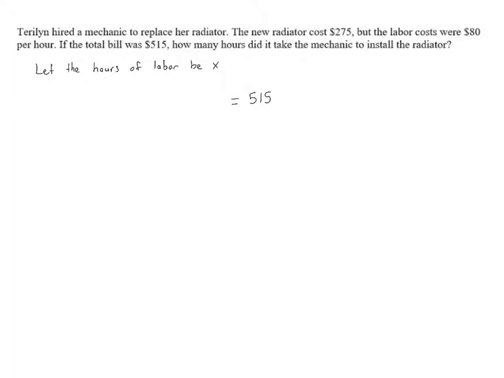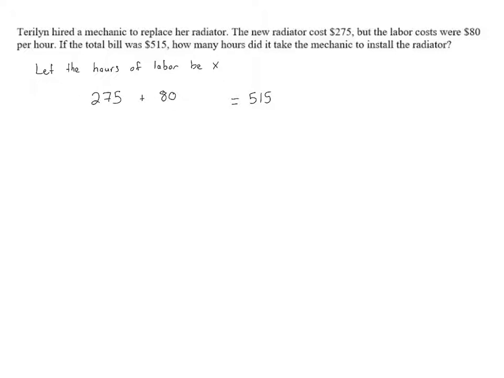Now let's think about how Terilyn ended up paying for this, what she paid for. It says the new radiator cost $275. So that was one thing she had to pay. She had to pay $275 just for the radiator itself. But it also says that labor costs were $80 per hour. Now, if that was just 1 hour, we would say $275 for the radiator plus $80 for the labor. But it wasn't necessarily 1 hour. It might have been more than that.